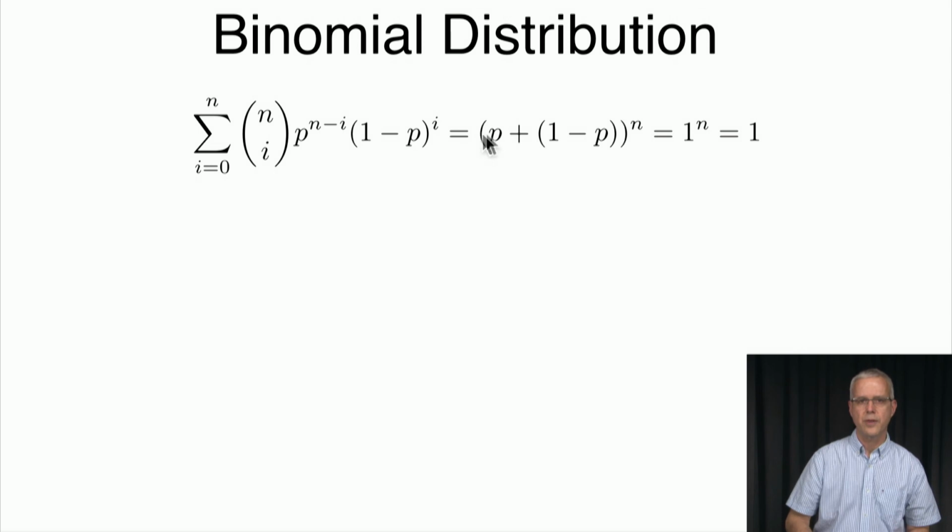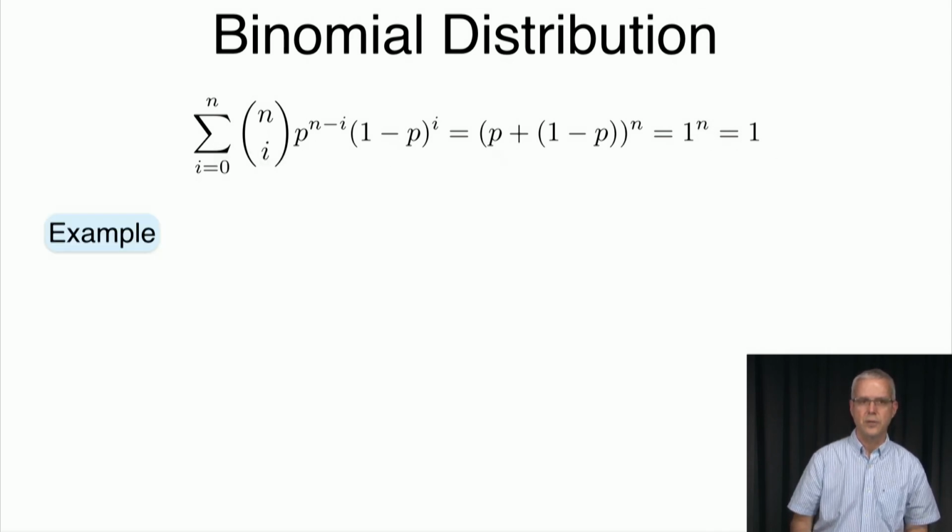Well, we know that by the binomial theorem this is going to be just p plus 1 minus p raised to the n, right? Because this is the summation i going from 0 to n of n choose i, p to the n minus i times 1 minus p to the i. But p plus 1 minus p is 1, so that just gives us 1 to the n, which is 1. So we get that this summation is 1.